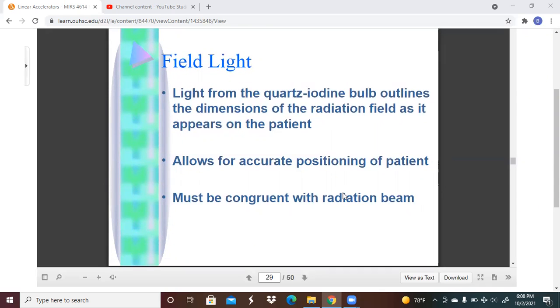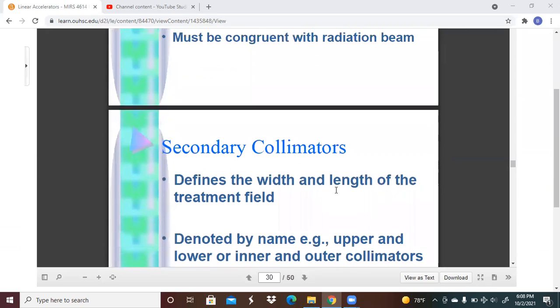And the field light. The light from the quartz iodine bulb outlines the dimensions of the radiation field as it appears on the patient, allows for accurate positioning of the patient, and must be congruent with the radiation beam.